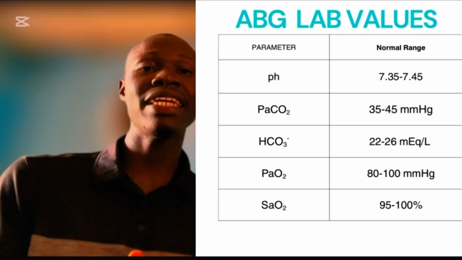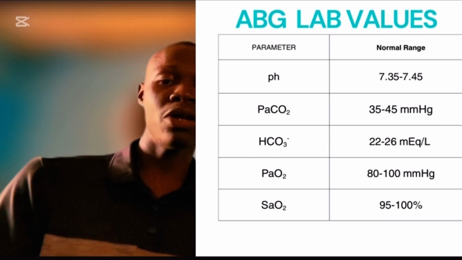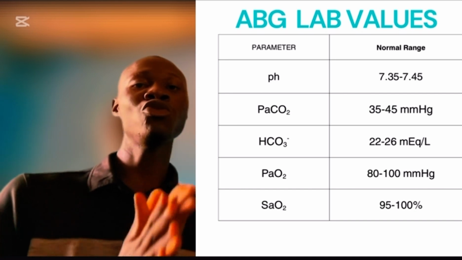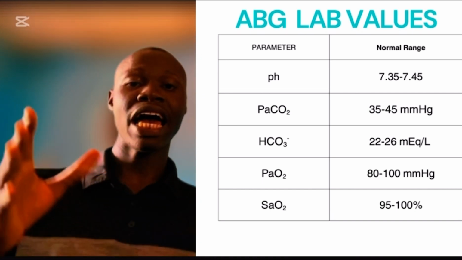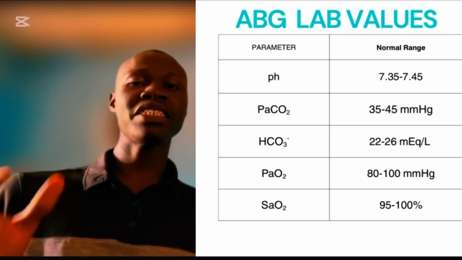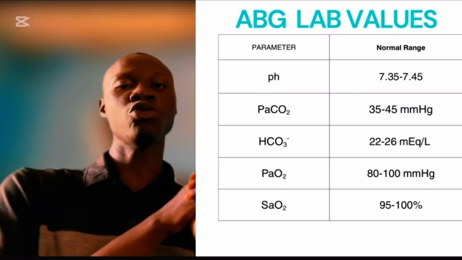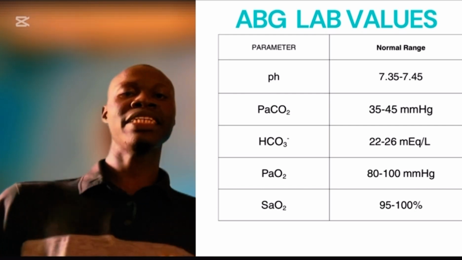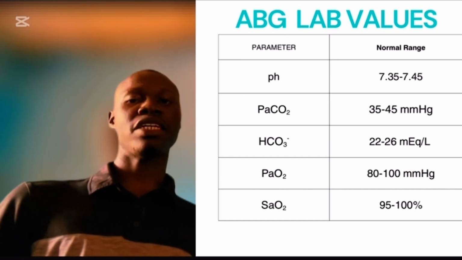Any value that is higher than 26 milliequivalents per liter is seen as alkalosis, while values below 22 milliequivalents per liter are seen as acidosis. We also have the partial pressure of oxygen, and the value ranges from 80 to 100 millimeters of mercury. And then the saturation of oxygen, which is from 95 to 100%. So if there is any reading below 95%, it shows that this patient is having poor oxygen saturation.